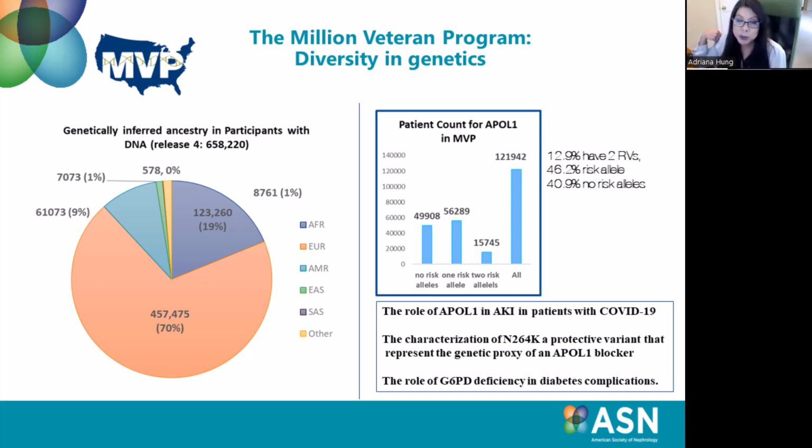So that gave us the opportunity to do further research in APOL1 that actually turns out to be very highly relevant, as the characterization of a protective variant in an APOL1 gene called N264K, which protects against kidney disease even if you have APOL1 G1 and G2, so it became the gene proxy for APOL1 blockers. And as you can see, there's 61,000 Latinos. That's actually the largest sample for Latinos as well.